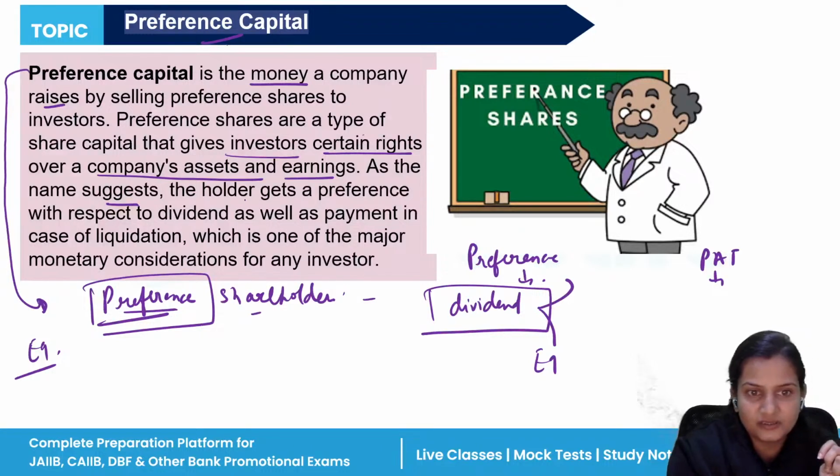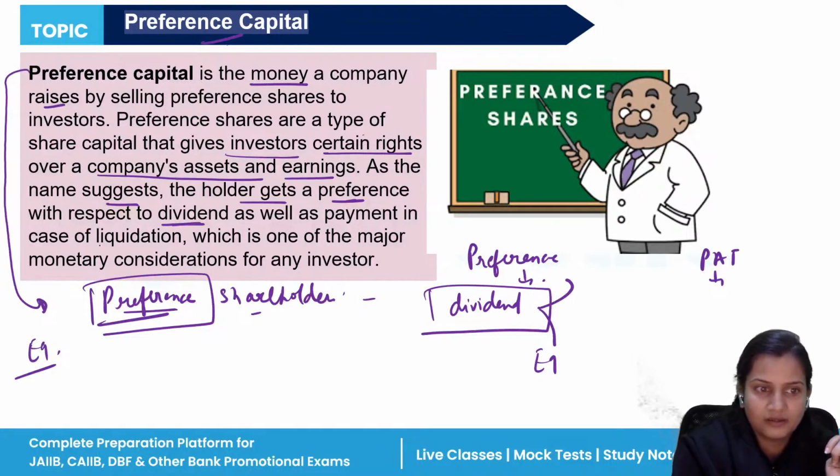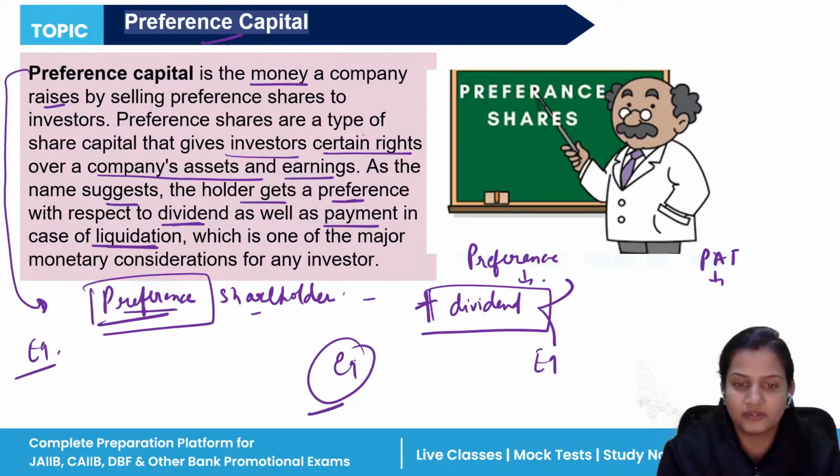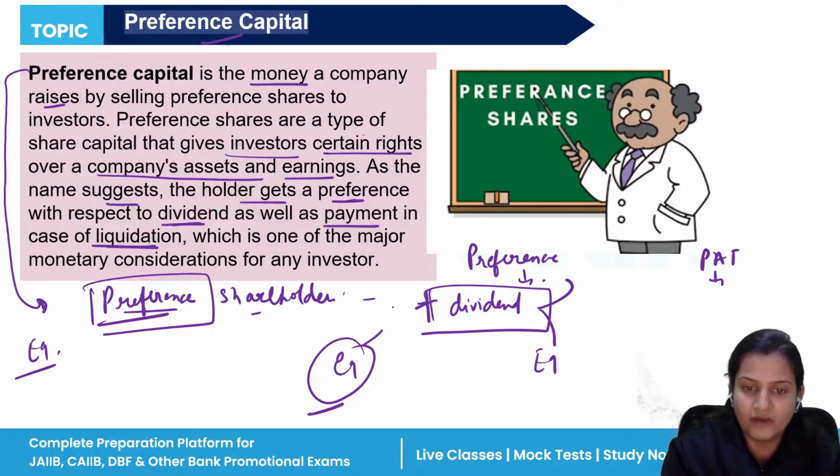As the name suggests, the holder gets a preference. Preference of what? A dividend, as well as payment in case of liquidation. When the company liquidates, first of all, payment is given to preference shareholders, after paying all the debts and liabilities. First preference is given to preference shareholders, then equity shareholders. So they are kept one level above equity shareholders.